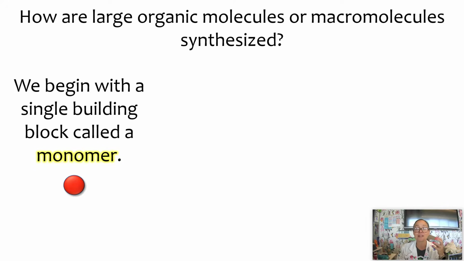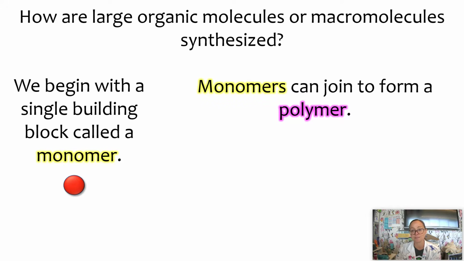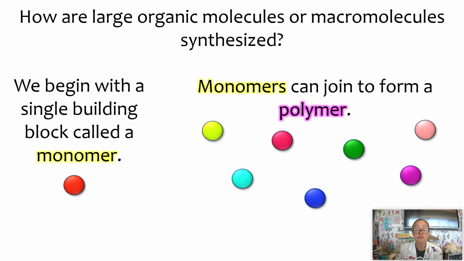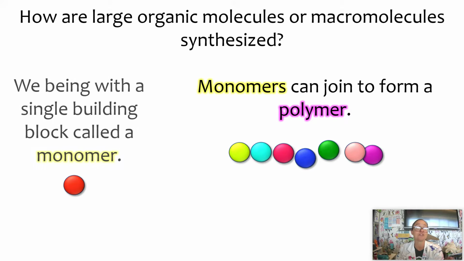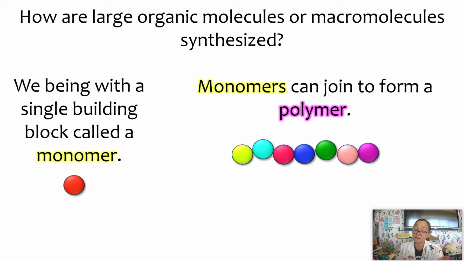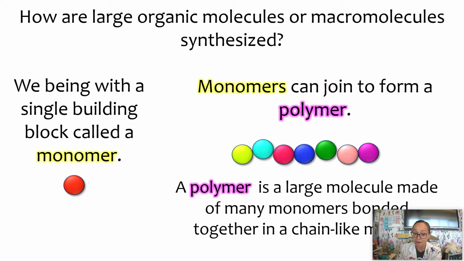To build a large molecule, we're going to take multiple monomers and join them together into a polymer. So mono means one or single, and poly means many. Here I have many monomers that we can join together into a chain called a polymer. That polymer will be different for carbohydrates, different for proteins, and different for DNA. However, it is all built in a similar fashion of repeating monomers joined together. So a polymer is a large molecule made of many monomers bonded together in a chain-like fashion.